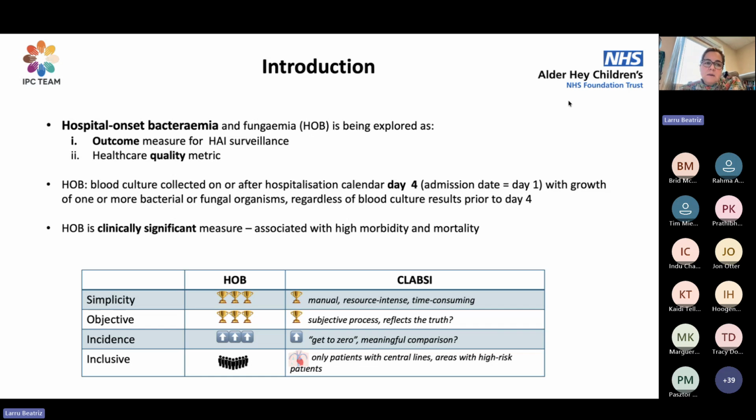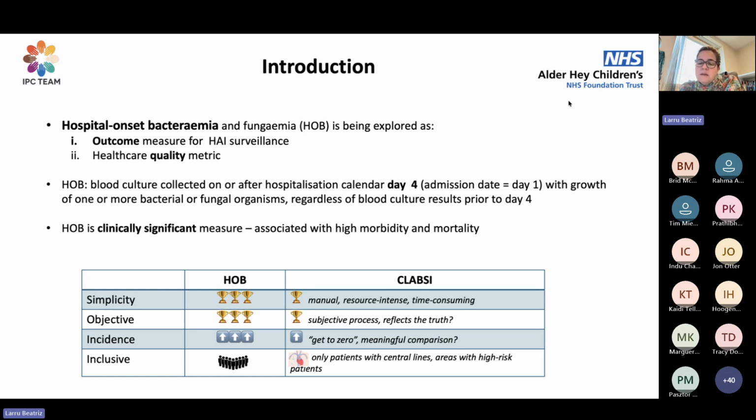The paper says that hospital onset bacteremia is being explored as an outcome measure for HAI surveillance, and we all know surveillance is the cornerstone of IPC, and if you know what to count, you can improve the safety of patients. It's also been proposed as a quality metric, something that can be reported as a safety metric between hospitals. We know that hospital onset bacteremia is associated with mortality and morbidity. Patients with a bacteremia in hospital will get antibiotics, will stay longer, will have a more complicated clinical course, and some of them will die.